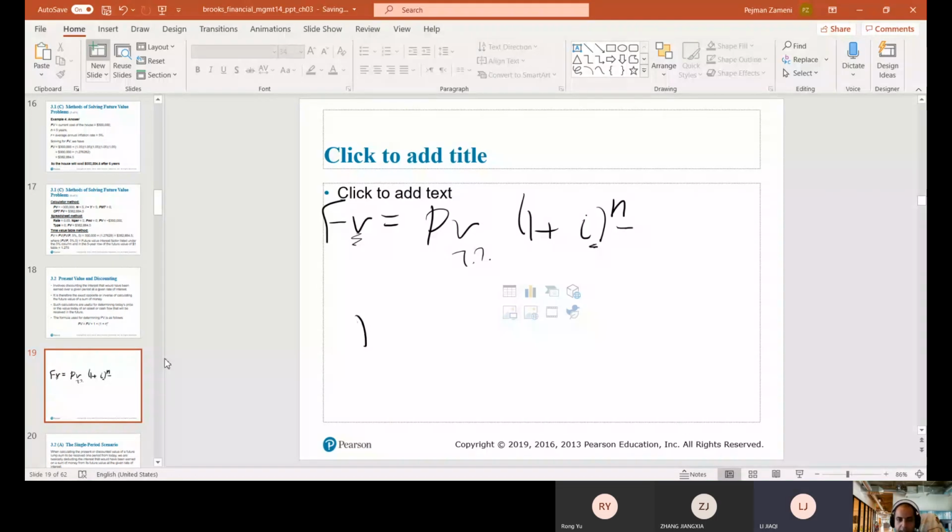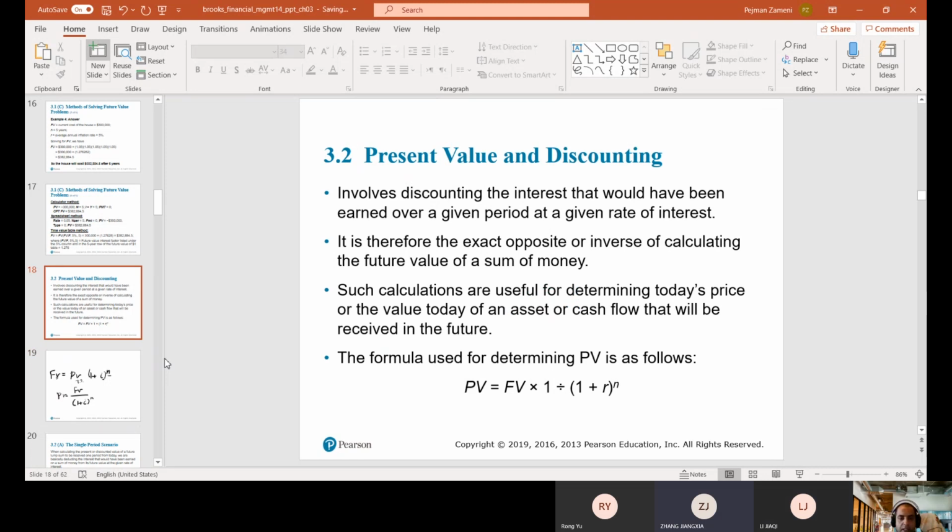How to find the present value? Present value equals future value divided by (1 plus i) to the power of n. Yeah? We are just readjusting the formula. See, present value and discounting involves discounting the interest that would have been earned over a given period at a given rate of interest. It's therefore the exact opposite, or inverse, of calculating the future value of a sum of money.